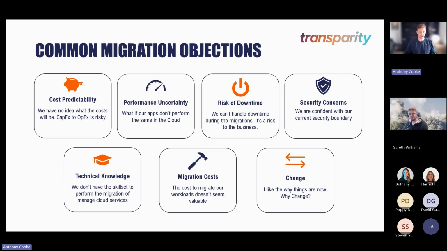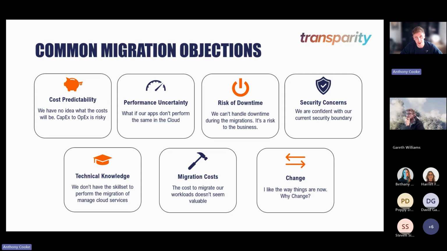Outside of cost predictability, there's another cost to every migration, and that is the cost to doing it. Whether that's Transparity as your partner or another preferred partner, there will be a cost to that migration. It will take a specific amount of time. There will possibly, likely be a cost to that. That's also an objection.